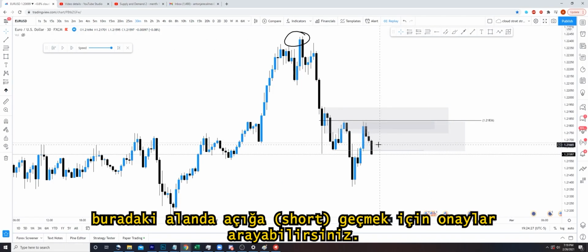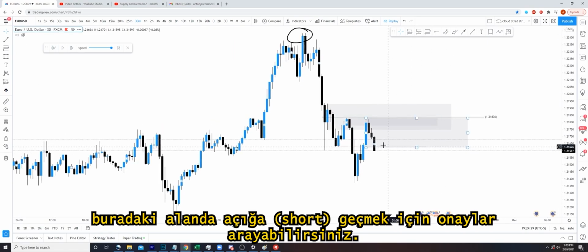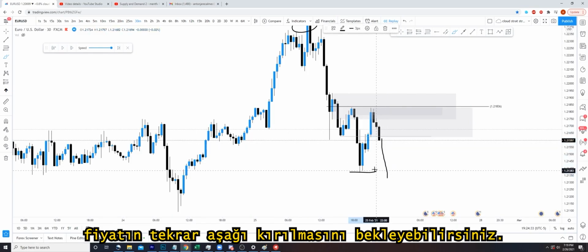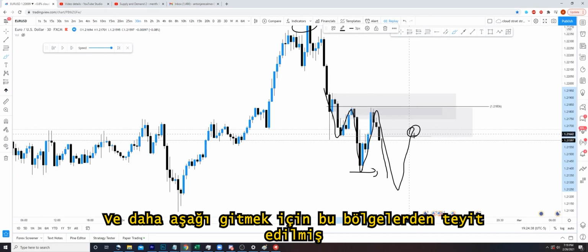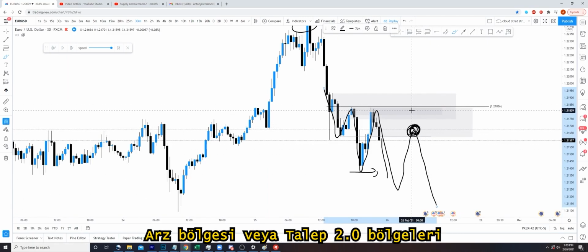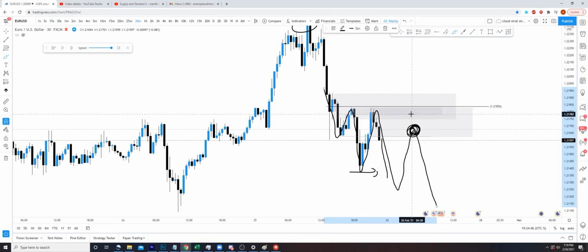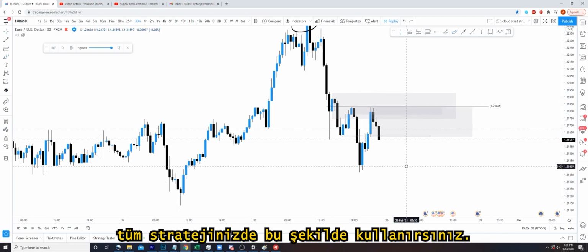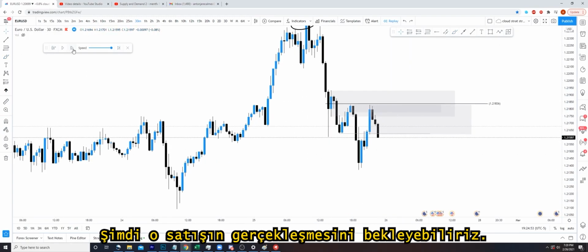And similarly, you can look for confirmations to go short in this area here, in here, or you can wait for breaks down in price again to show you that candlestick structure is still shifting bearish and look for confirmed or higher probabilistic moves from these areas to go lower. And this is how you utilize the idea of supply zone or demand zone 2.0s in your entire strategy. So we can wait for that sell to occur now.